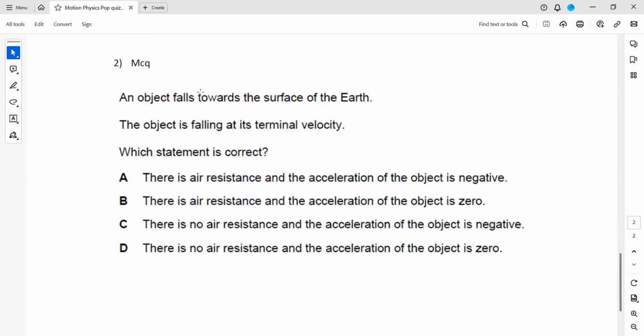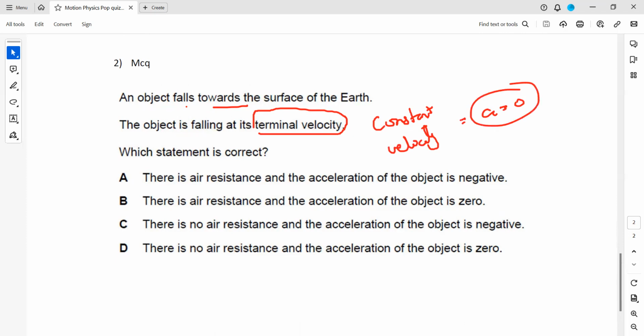The next question, question 2: an object falls towards the surface of the Earth. The object is falling at its terminal velocity. Whenever an object is moving at a terminal velocity, or we also say constant velocity, it has no acceleration. The acceleration is 0. So whenever an object is falling at a constant speed with no acceleration, the weight is balanced with the air resistance, or we can also say there is no resultant force. So there is air resistance and the acceleration of the object is 0.